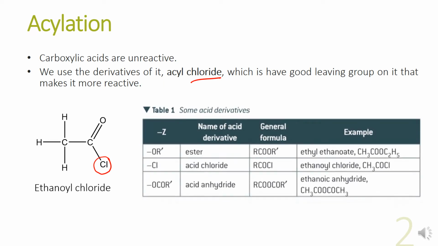Here are several other derivatives. For example, if you change the OH with the OR, you will get the ester. And if you change the OH with the Cl, you get the acid chloride. And with the OCOR, you get the anhydride.